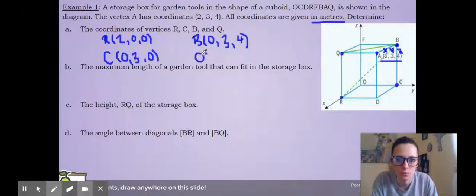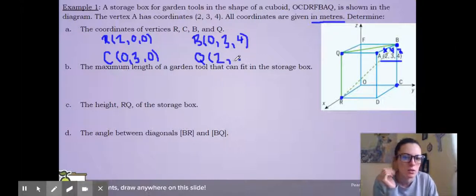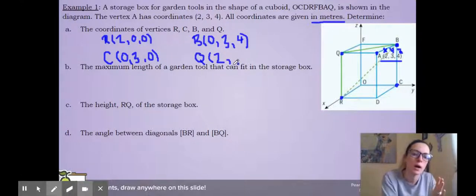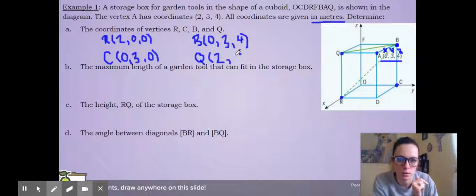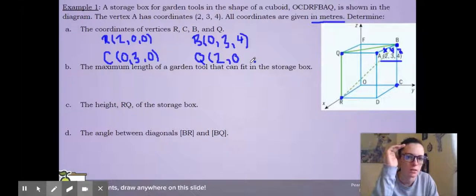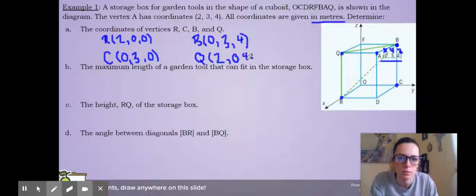Finally, Q. So similar connection with B and C. If you notice, Q and R are right on top of each other. So that means they both have the same x-coordinate. This time Q hasn't gone out along the y-axis, so its y-coordinate is 0. But it has gone up the same amount as A has along the z-axis, so the z-coordinate is 4.